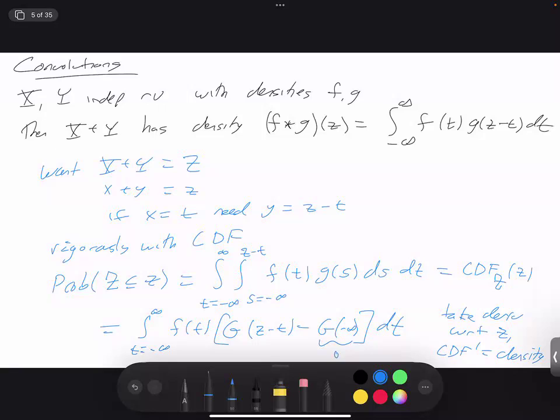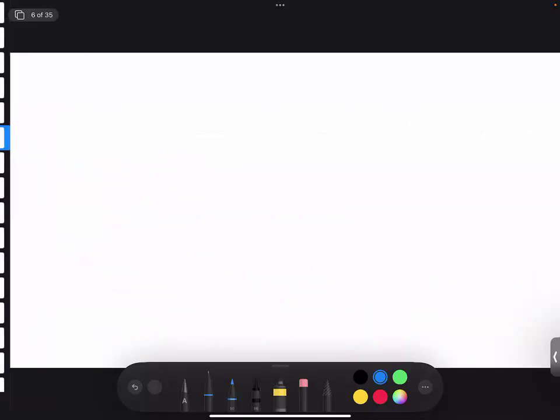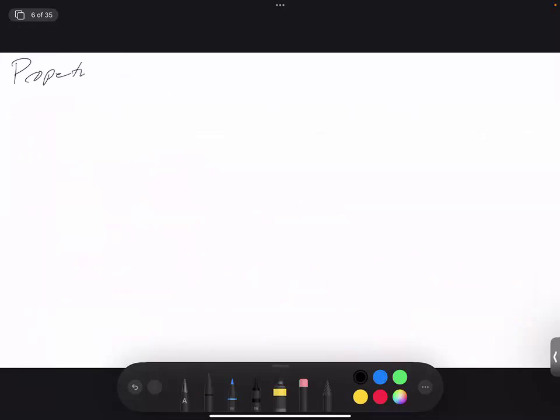And as soon as you have a process in mathematics, you always want to ask, how does this process behave with respect to other processes? For example, moment generating functions. So this leads to properties of moment generating functions.